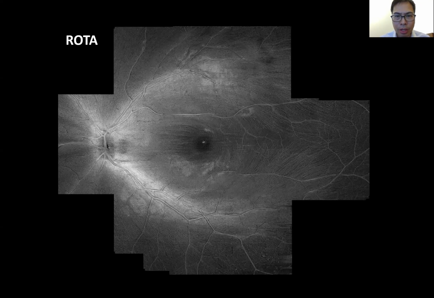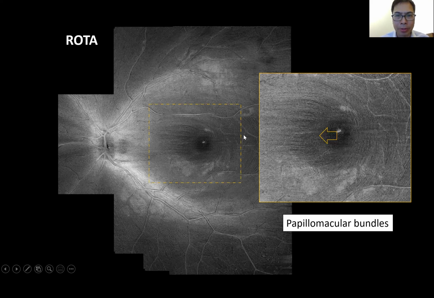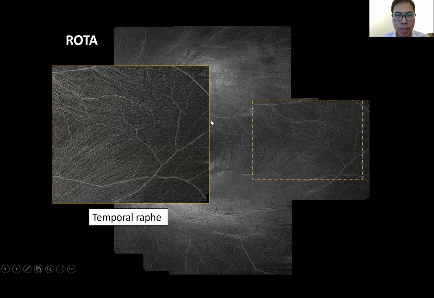The appearance of the ROTOR map is like this. We are able to capture the trajectories and the optical texture of these individual axonal fiber bundles. We can appreciate the papillomacular bundle. We can appreciate the axonal fiber bundles over the temporal raphe. Here we see the superior and the inferior axonal fiber bundles almost merge at the temporal raphe.